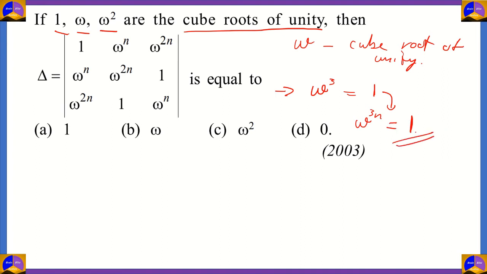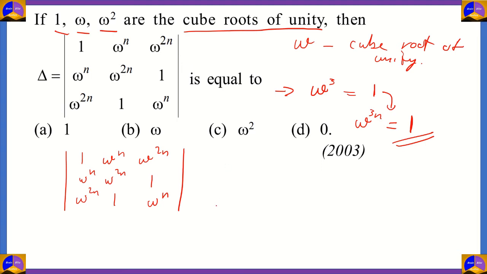We can find that out when we expand this determinant. So you have 1, omega raised to n, omega raised to 2n; omega raised to n, omega raised to 2n, 1; and then omega raised to 2n, 1, and omega raised to n. This is basically symmetric. Now if this was a matrix, then it would be a symmetric matrix, but over here it's a determinant.